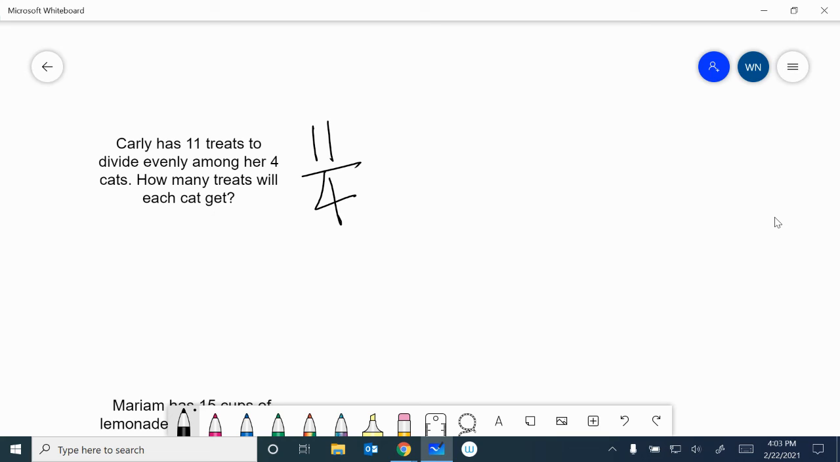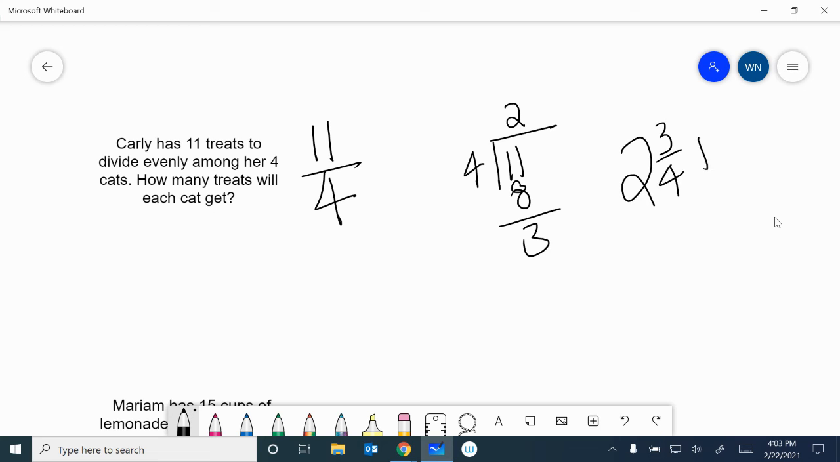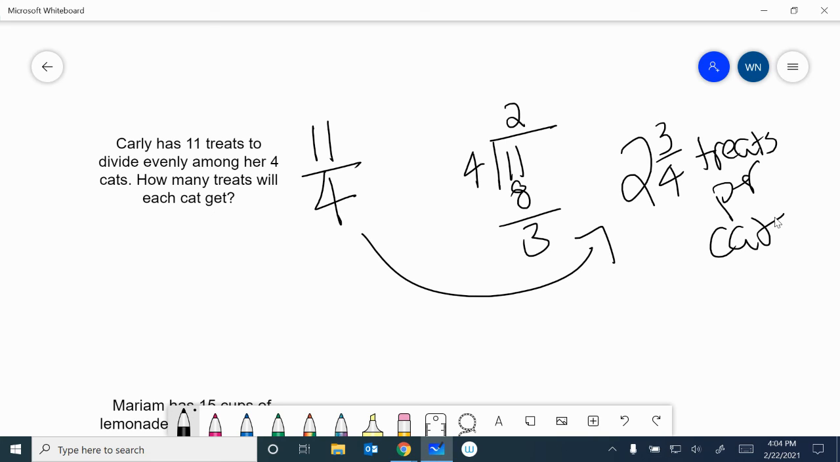For your answer, you should have put 11 divided by 4. 4 can go in 11 2 times. That's 8. With 3 left over, 2 3/4 treats per cat. We know that 11/4 also equals 2 3/4. Let's move on to another one.